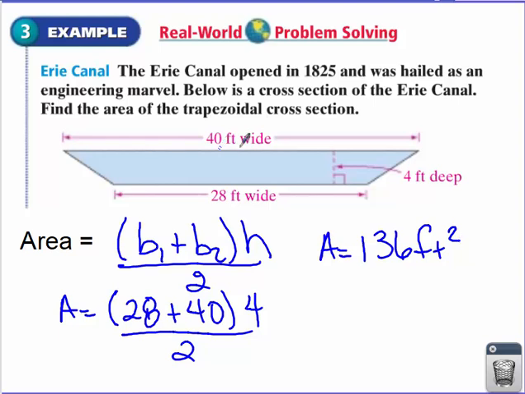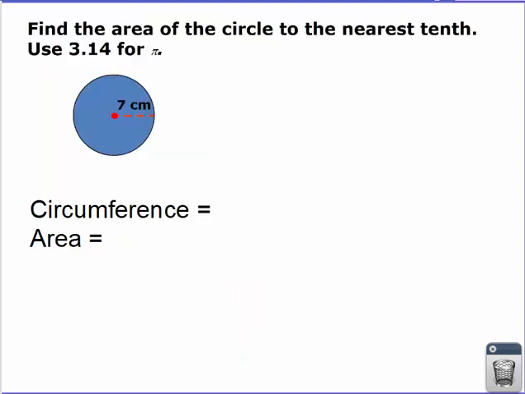So the 2 bases again are the parallel sides. The height is the distance between them. You plug that into the formula and do the math. That's all there is to a trapezoid. Okay, we have one more shape to go, and that is a circle.